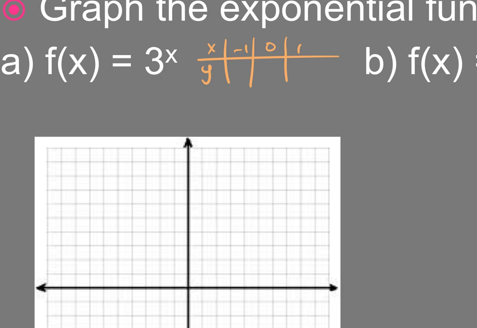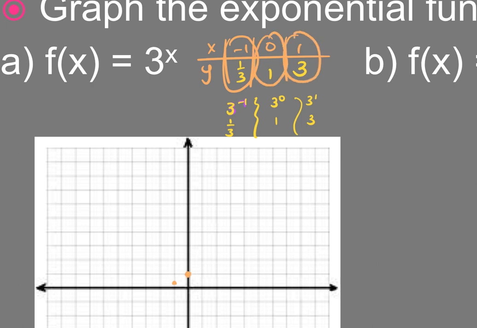So if I plug in -1, I get 3 to the -1. What's 3 to the -1? What happens when you have a negative exponent? It becomes 1/3. That 3 goes to the bottom. So this becomes 1/3. 3 to the 0 is 1. And 3 to the first is 3. And then I'm going to plot those. So this is my coordinate point, -1 and 1/3. This is my coordinate point, 0, 1. This is my coordinate point, 1, 3.